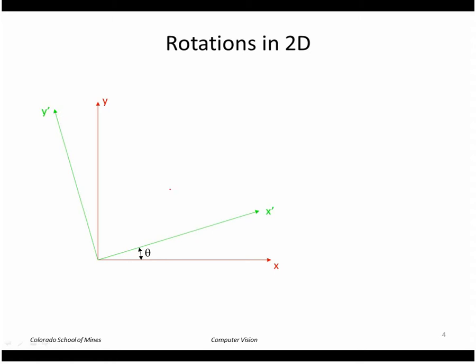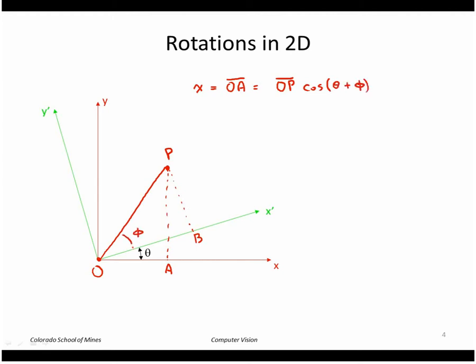If I consider a point P, let's say here, and look at the vector from the origin O to P, and then I look at the projection of P onto the different coordinate frames. The projection onto the unprimed frame, I'll call that point A, and on the primed frame, I'll call that point B. So the x coordinate is just the line segment O to A, and by trigonometry, you can see it's the hypotenuse OP times the cosine of theta plus phi. And I should have drawn phi here. Phi is the angle from here to here.